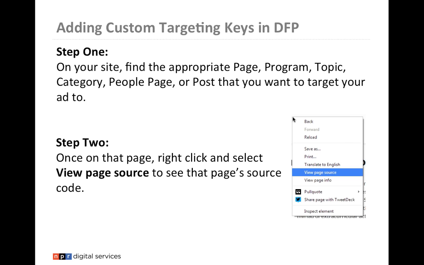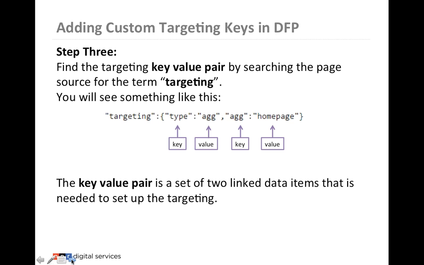Once you get to that page, you want to actually right-click and select View Page Source. This is how everyone does it for custom targeting. This is not specific to core publisher. This is DFP best practices. So you want to find the targeting key value pair. A key value pair is what is going to distinguish that specific page from other pages or areas of your site.